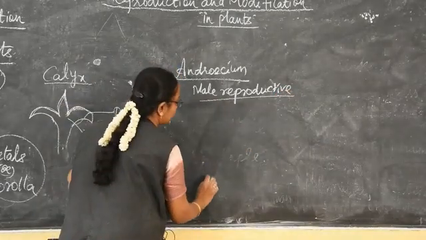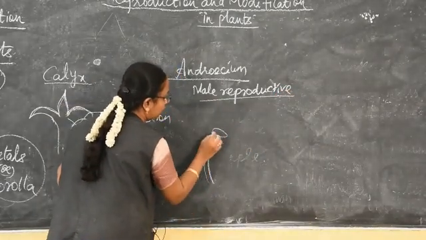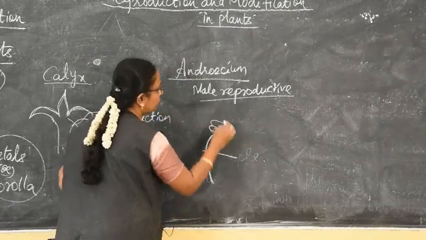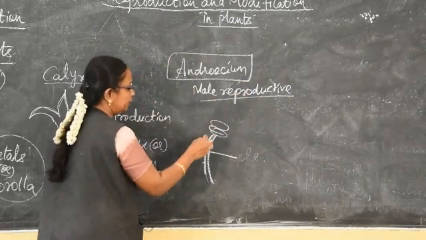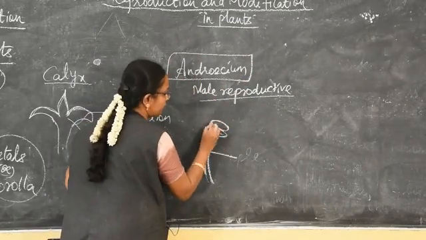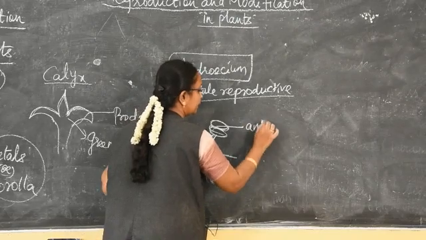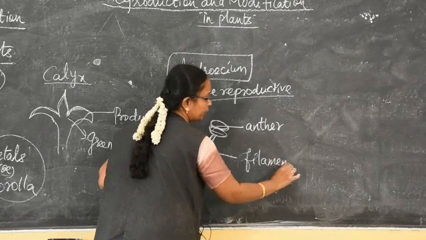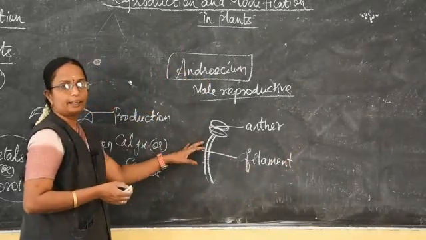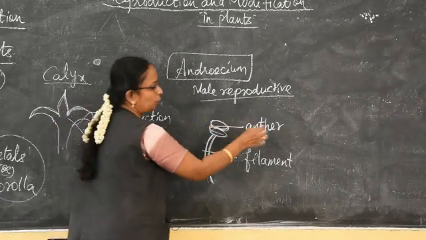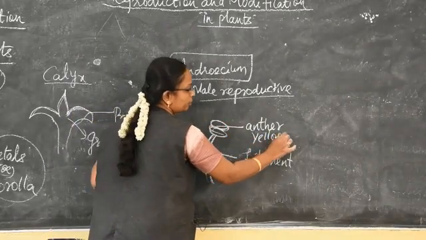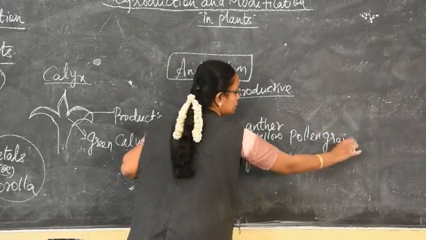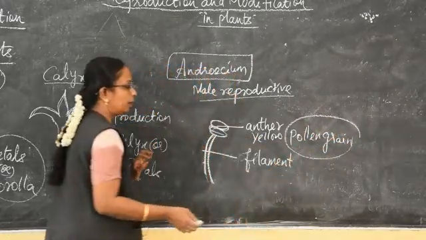What does it comprise of? It consists of the filament and the anther. The male reproductive organ is known as androecium, otherwise known as stamen, which consists of the anther and the stalk known as filament. Inside the anther, what is present? The yellow powdery substance known as pollen grains, which is important for pollination. This takes an important part in pollination.